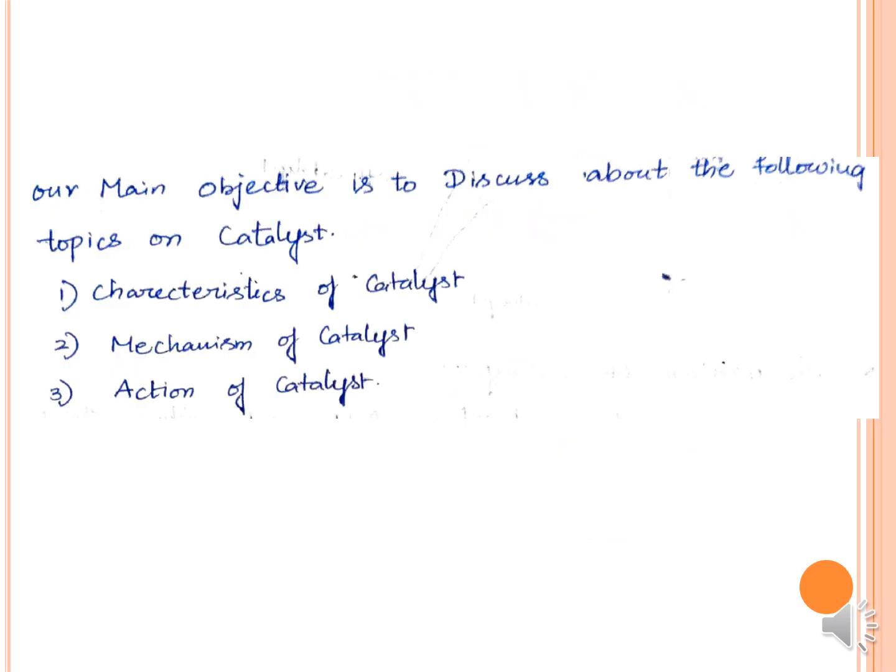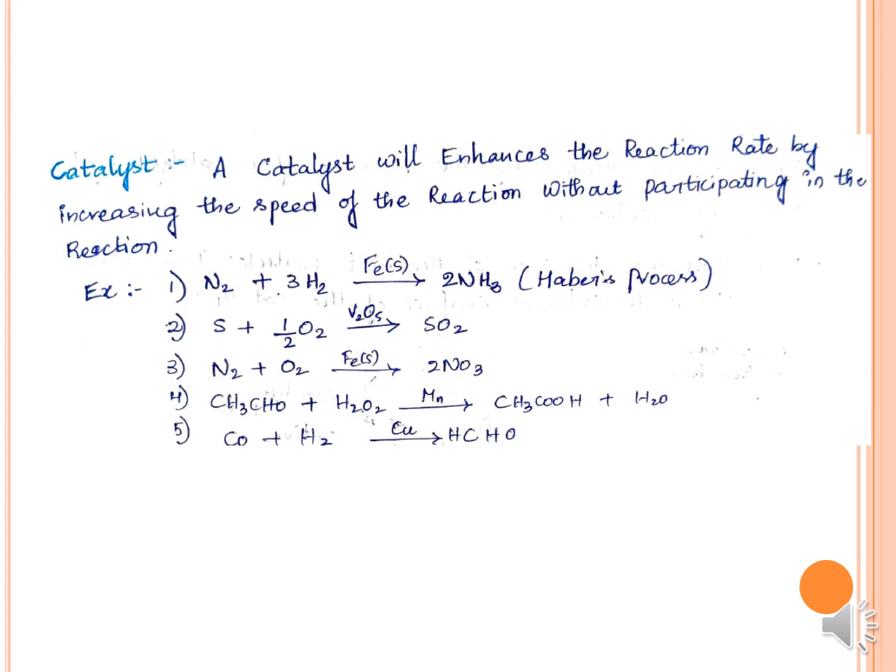Our main objective in today's class is to discuss the following topics on the catalyst. One is characteristics of the catalyst, mechanism of the catalyst, and action of the catalyst. What exactly is a catalyst? A catalyst is a small substance used in reactions in order to enhance the reaction rate by increasing the speed of the reaction without participating in the reaction.